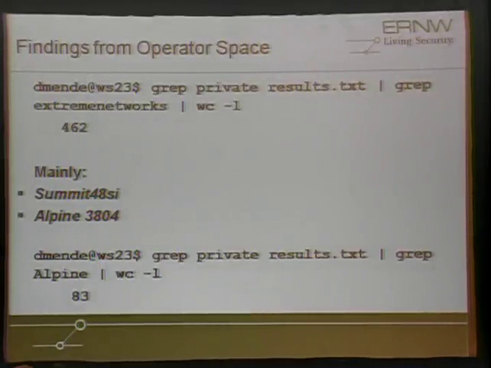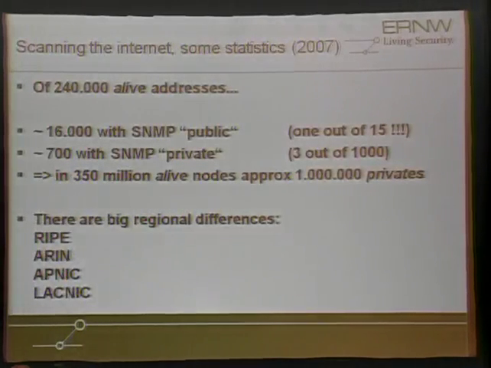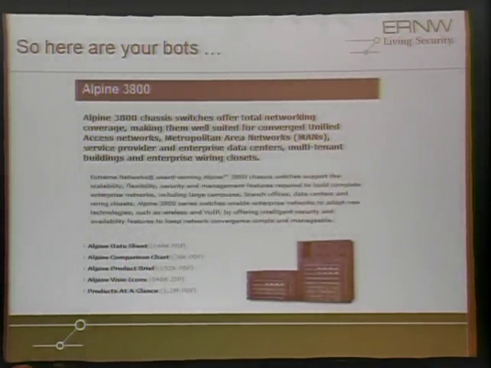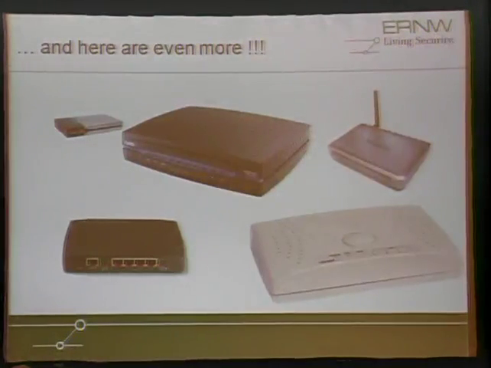To give you an idea what kind of boxes these are, we analyzed some of the results. Within those 700, there was a large number of network devices from Extreme Networks sitting around, and those are not small devices. It's crazy to find those boxes sitting in the internet with SNMP private enabled. In one case, in one carrier network, we found a so-called UBR 10,000, which is a Cisco universal broadband router serving up to 64,000 broadband subscribers. And that box had SNMP private enabled.